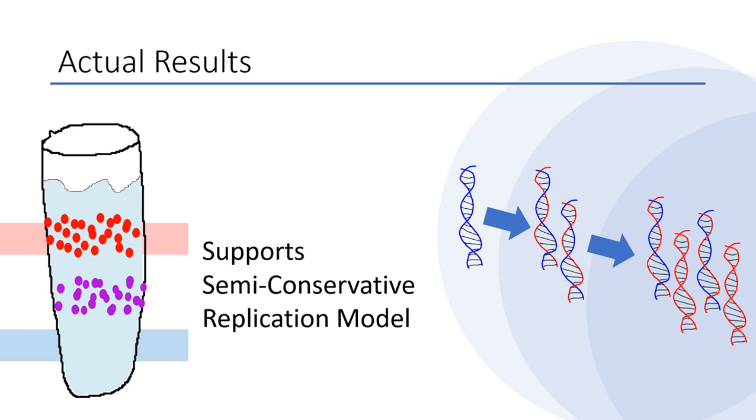After 2 rounds of replication, the tubes lacked a heavy band, but contained an intermediate band and a light band. Since there was no original heavy DNA left, this ruled out conservative replication, but the presence of the light band ruled out dispersive replication, since it would have resulted only in intermediate blended bacterial DNA. So Meselson and Stahl's experiment supports the semi-conservative DNA replication model.